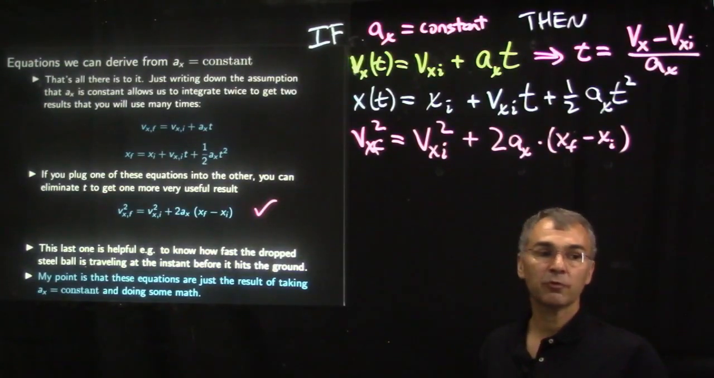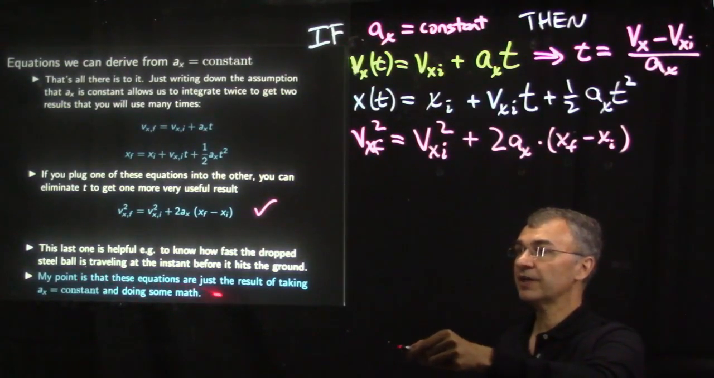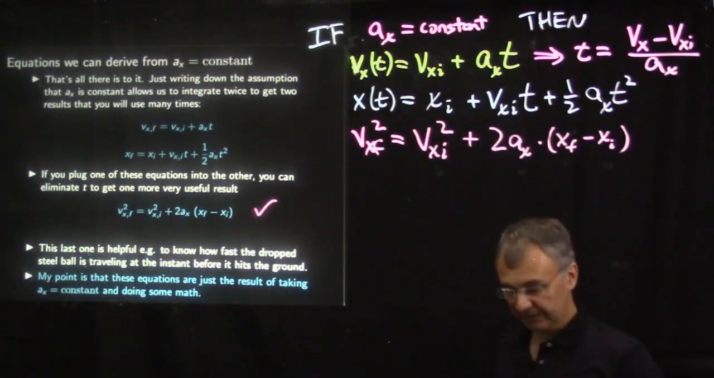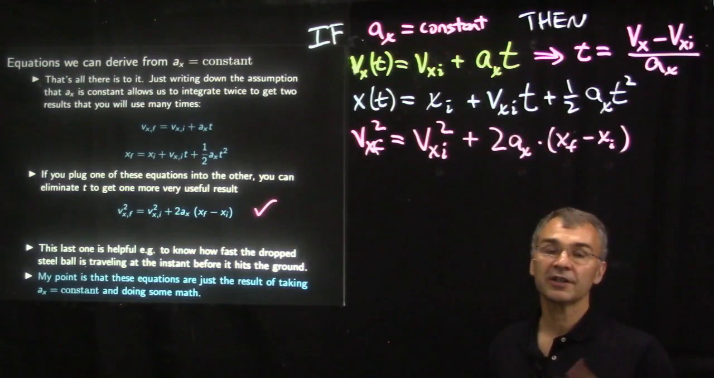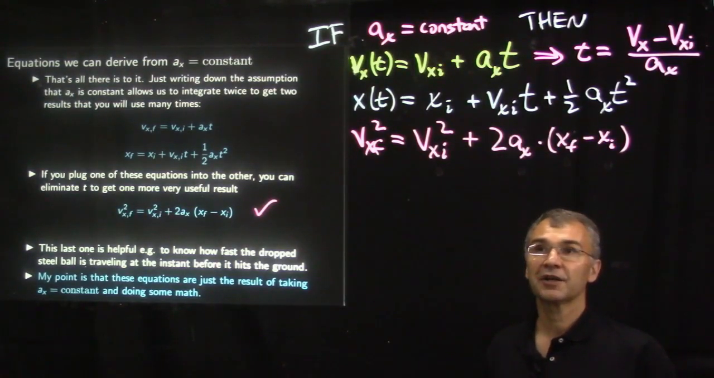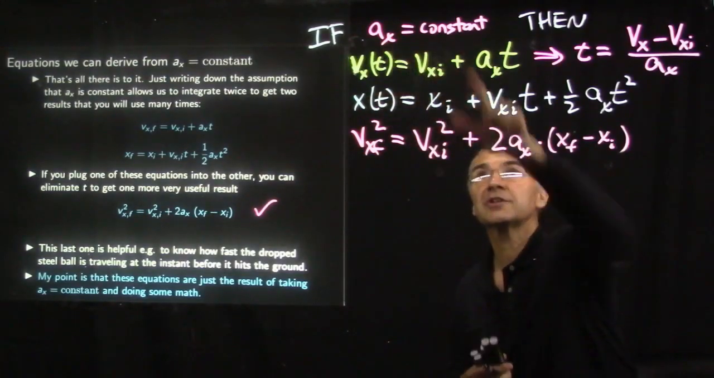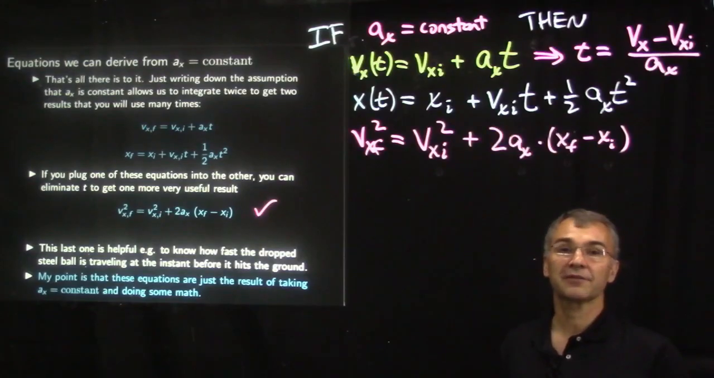And again, my point here is just that these equations are simply the result of taking acceleration in the x direction as constant and doing a little bit of math. You don't have to remember how to do that math, but I just want you to know that there's no magic. It's just this assumption plus a little bit of math.